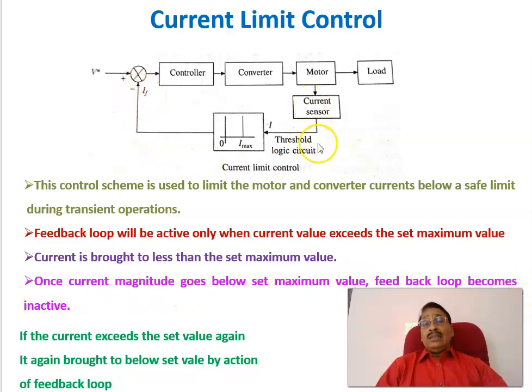In this case, the feedback loop is active only if the current is going above this threshold value. Suppose we are limiting the current by introducing a feedback loop like this one. If the current exceeds that set value again, it is again brought below the set value by the action of the feedback loop. Then again the feedback loop will be coming and the current will be brought to the maximum permissible value. This is called a current limit controller, in which the feedback loop will be active once the current is more than this threshold value.